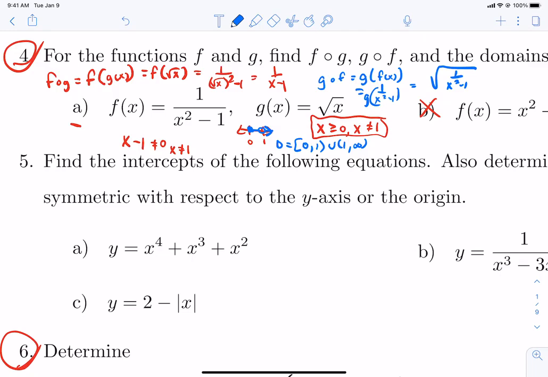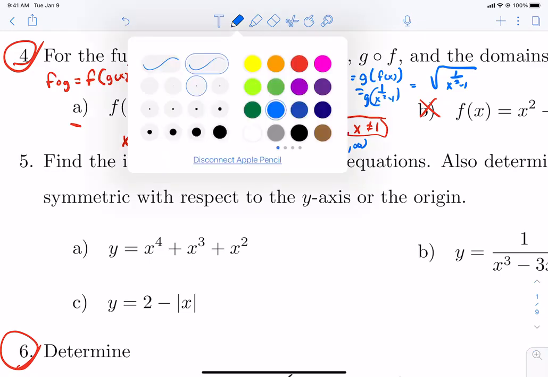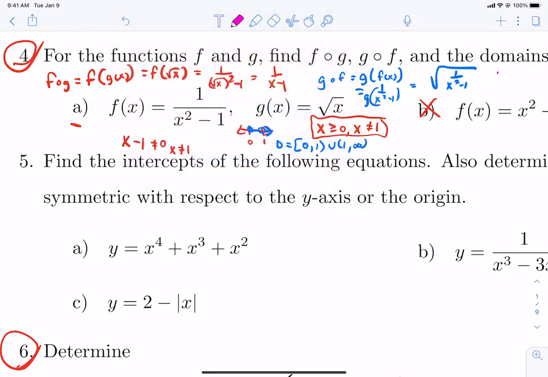Well, what screws up the original thing, f of x? Well, positive 1 or negative 1 screws that up. So we know right off the bat that x cannot equal plus or minus 1. Now, why is that? Well, it's a fractional function. What makes the denominator equal to 0? Positive 1 or negative 1. But what else do we need to know? Well, we need to know that this has to be greater than or equal to 0 because it's inside the square root. It's got to be positive.